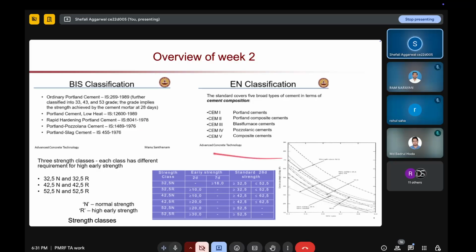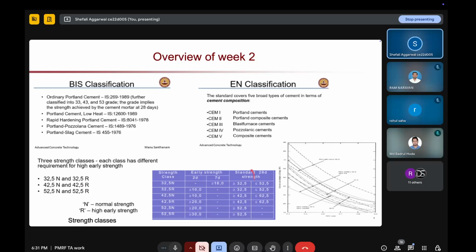The other one is the EN classification, the European classification. It divides cement into 5 types: Portland cement, composite cement, blast furnace, pozzolanic and composite cements. These are the normal cements, classified based on composition.